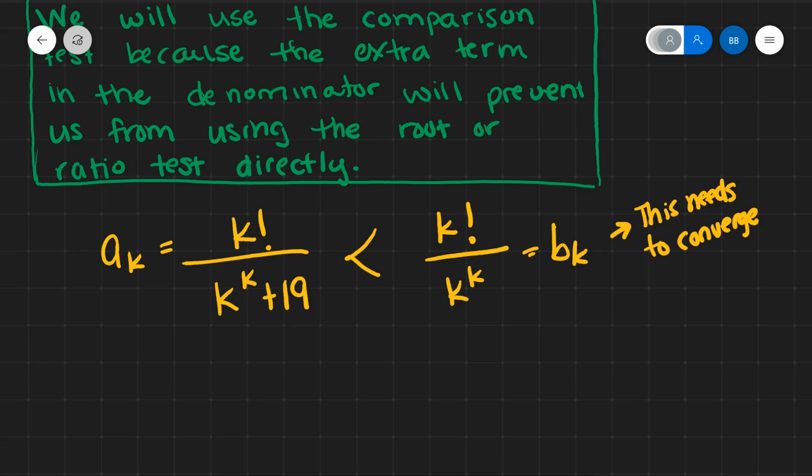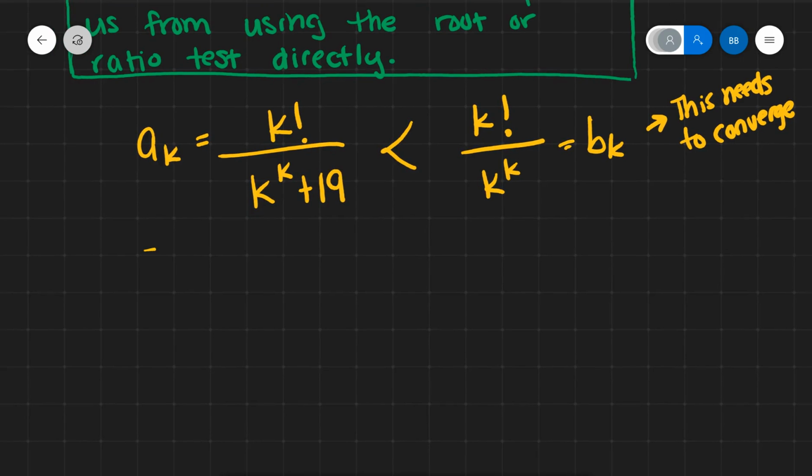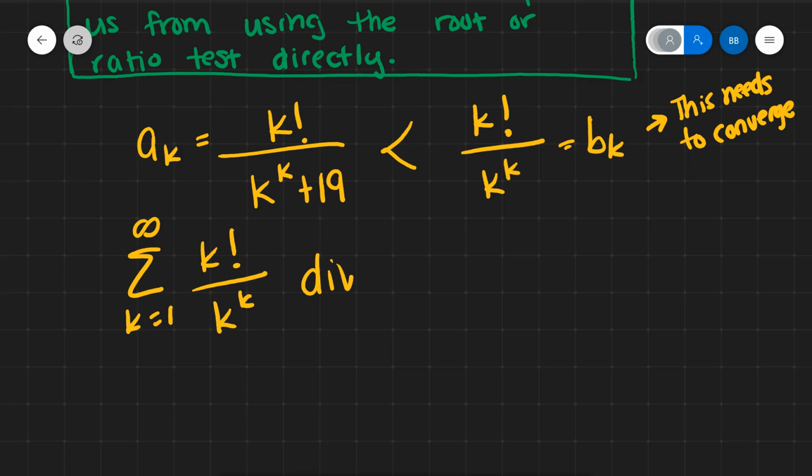So now we just have to figure out whether or not this one converges or diverges. So does the summation from k equals 1 to infinity of k factorial over k to the k diverge or converge?